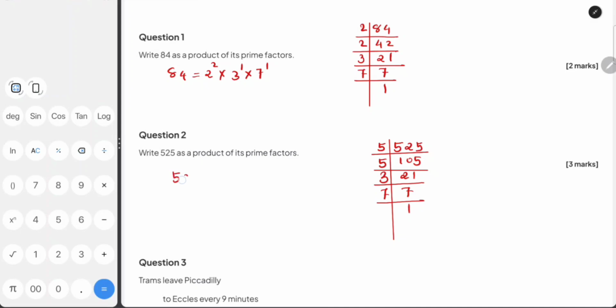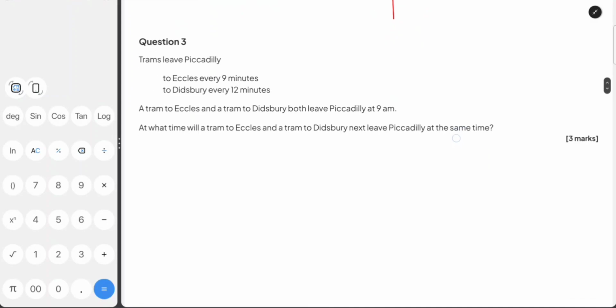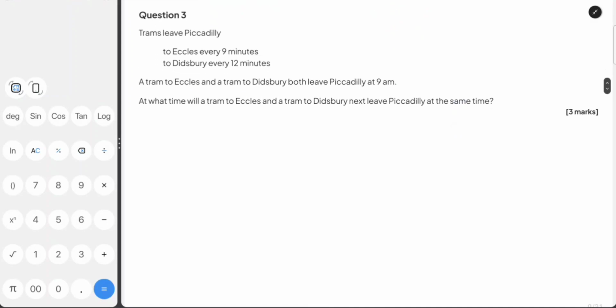So this 525 can be written as 3 to the power 1, 5 to the power 2, and 7 to the power 1. You can write these prime factors in any order. You can start with 7 also, 7 raised to 1, and then 5 raised to 2, and 3 raised to 1 also. But it's my habit that I always put all the prime factors in ascending order only. Okay, see the third question.